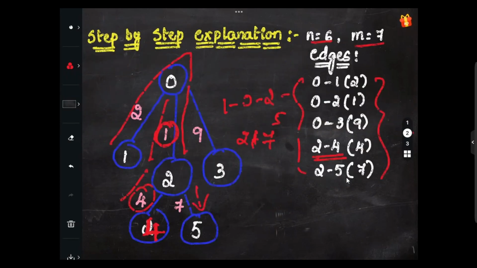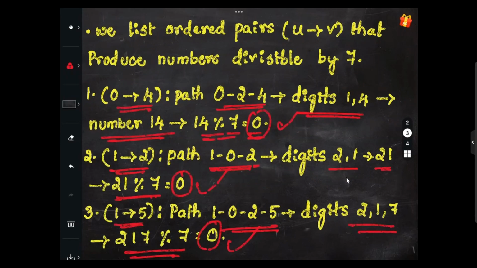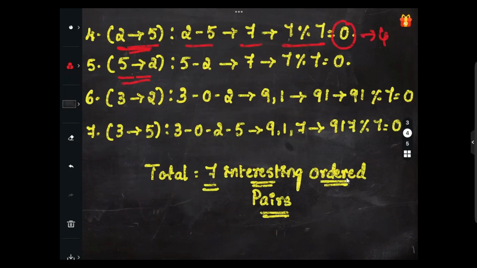2 to 5 it's 7, right? 2 to 5 it's again 7. 7 modulo 7 is 0, and this is the fourth step. 4 times we have done. 5 to 2, 5 to 2 again the same thing. 2 to 5, 5 to 2 is again the same thing. So this one will be 7. 7 modulo 7. So this one is the fifth step.